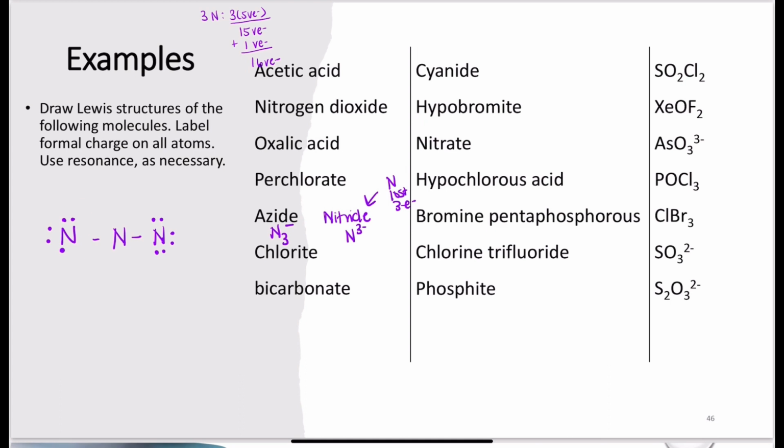I could say, okay, well, how about we have this nitrogen here, don't need a pair of electrons, and this nitrogen here, don't need a pair of electrons. That would give me N, double bond N, double bond N, and each nitrogen on the side would end up with 2 lone pairs. I'll do the formal charge in a minute.